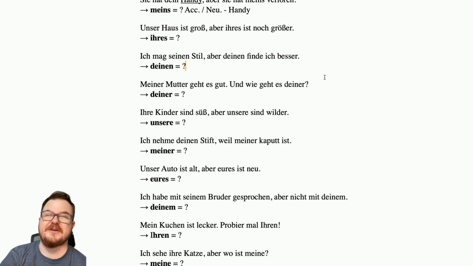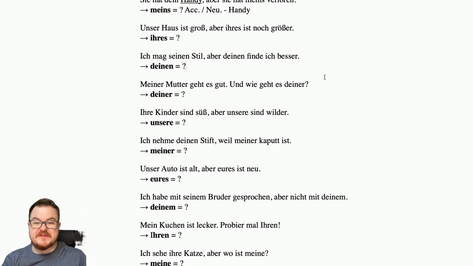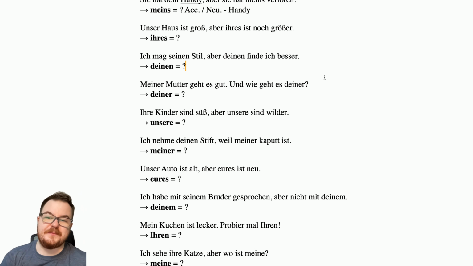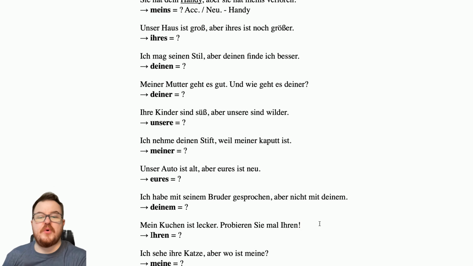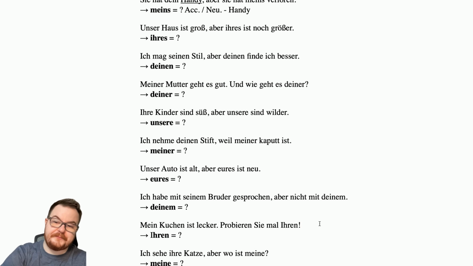Our car is old, but yours is new. Ich habe mit seinem Bruder gesprochen, aber nicht mit deinem. I spoke to his brother, but not to yours. Mein Kuchen ist lecker. Probieren Sie mal Ihren. My cake is delicious. Try yours. Ich sehe Ihre Katze, aber wo ist meine? I see her cat, but where is mine?